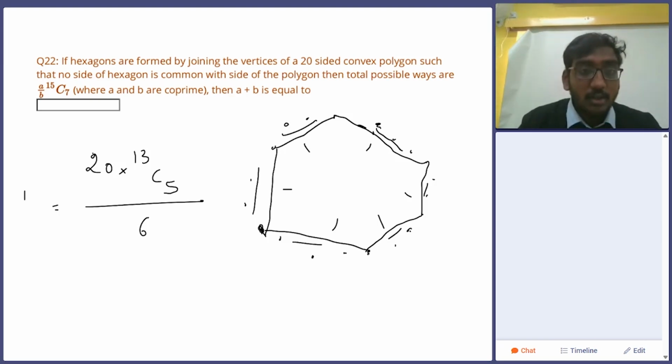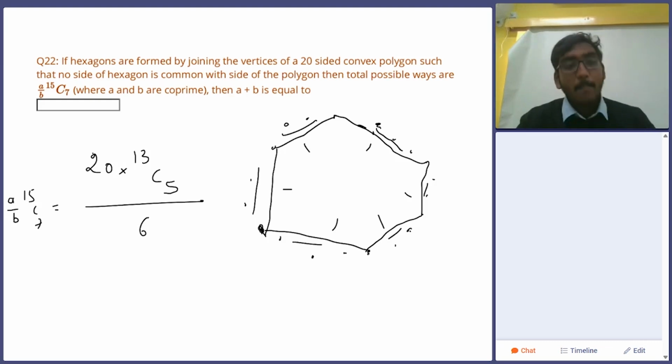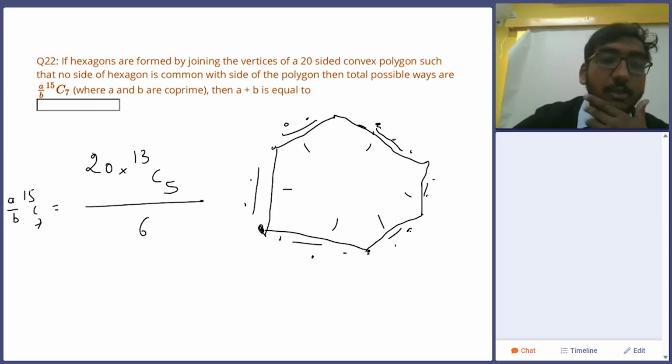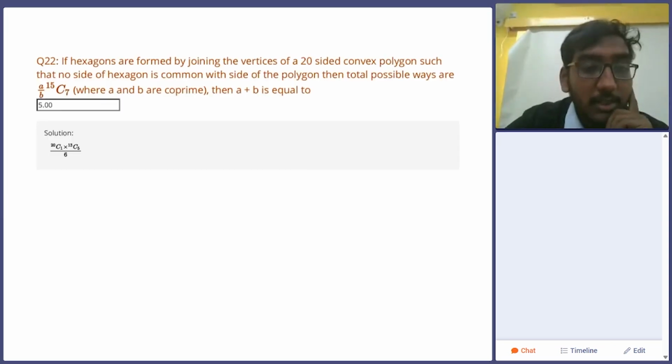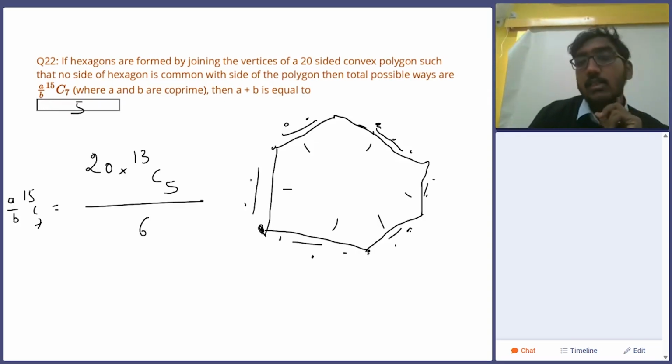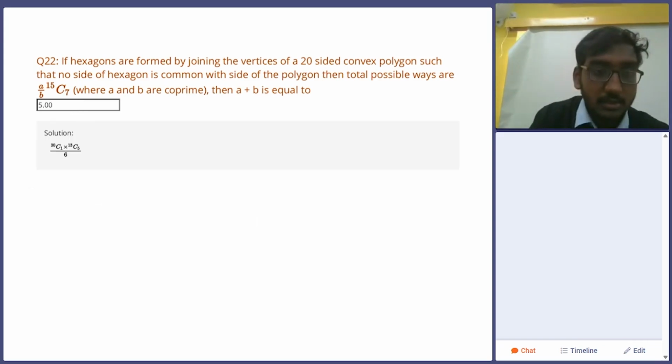That is equated to what? 15C7 into A by B. Okay. So what will be A plus B such that A and B are co-primes? They are asking. So you have to evaluate this value. This is the expression you will get, right? From this you can very well simplify and get the value of A plus B. Okay. It will be 5. A plus B will be 5. But the idea is this. The idea is the usage of the sum of R natural numbers giving a value n. Okay. Yes, we will move to the next question.